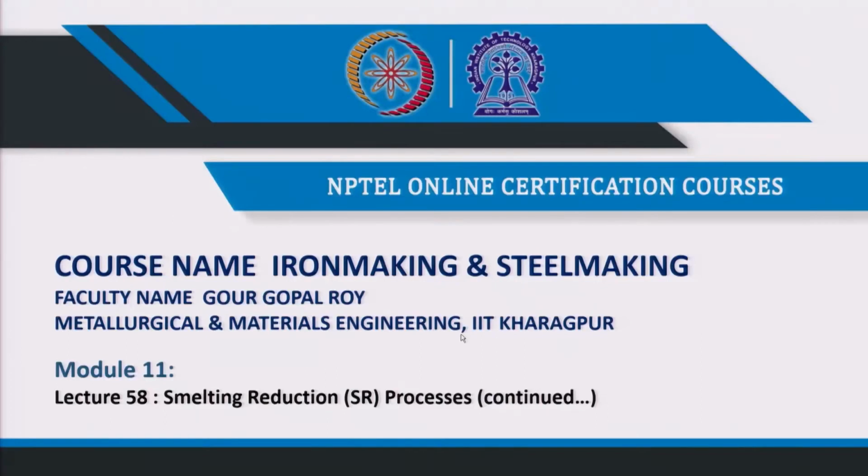Welcome. In the last lecture, we discussed smelting reduction. There is a two-stage smelting reduction process, mainly the Corex and the Phoenix process. In this lecture, we will concentrate on the single-stage smelting reduction process. Mostly, two processes are available. One is the Russian process, that is the Romelt process. Another is the Phoenix process.